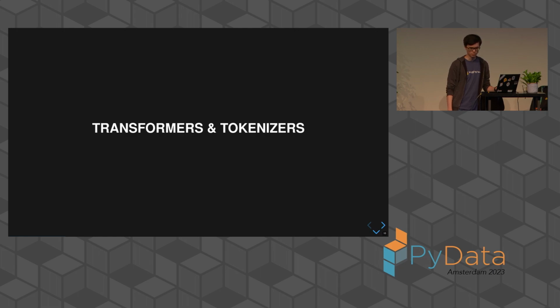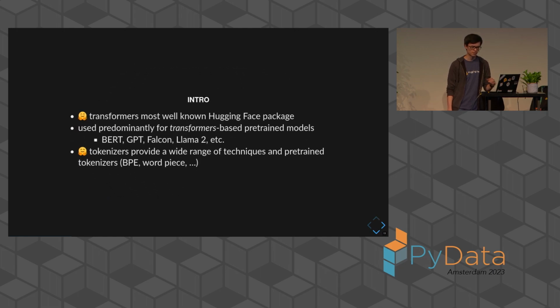Okay, so transformers and tokenizers, what's that? So transformers is probably the most well-known Hugging Face package. And it implements a lot of transformers-based pre-trained models, so something like BERT, GPT, Falcon, Llama, and so on. And if there's something new coming out this week, probably next week it's going to be in transformers. So you really have a very big choice of open source models.